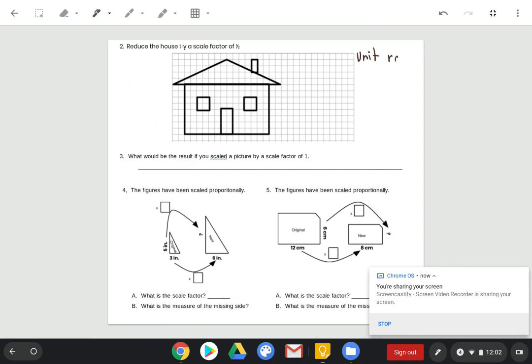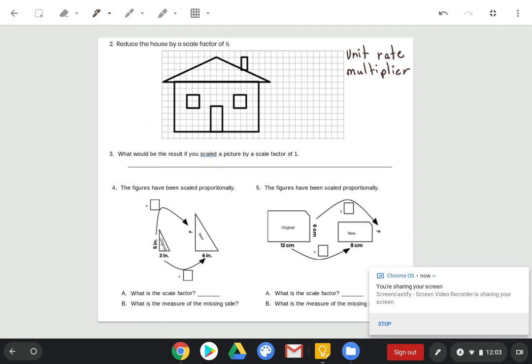And we said that a unit rate is just a multiplier. And then in my first and fourth period class, we learned that the multiplier or the unit rate is also called the constant of proportionality. Second and third, we're going to learn that on Monday and Tuesday. At any rate, we are going to continue with this concept of unit rate and a multiplier.